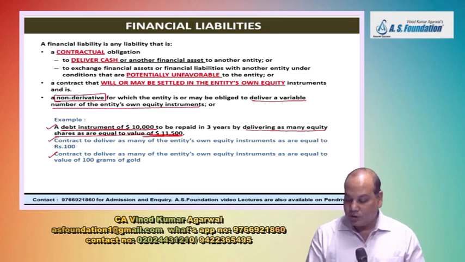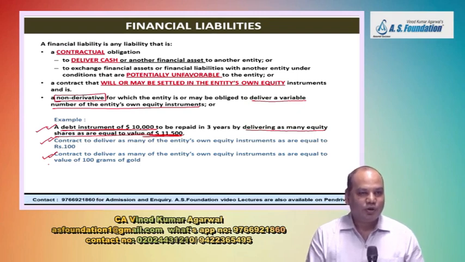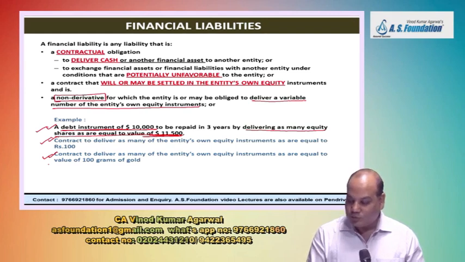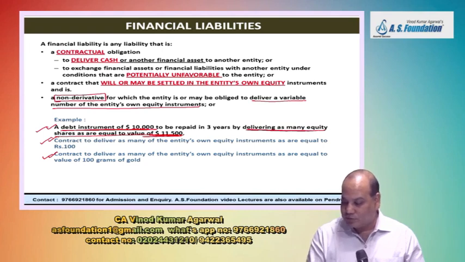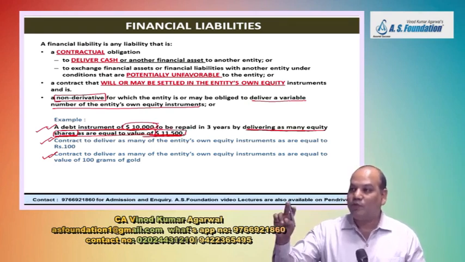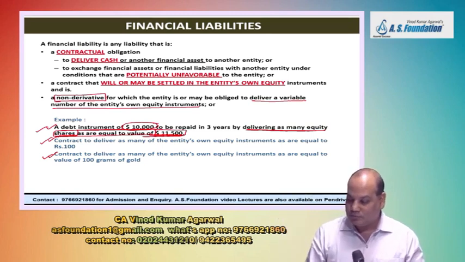$11,500. Now they can ask you a question in the exam. Given below are the 3 contracts. Identify the financial liability. Which of the 3 following contracts are financial liabilities? So you have to now see, you are going to deliver equity shares. To settle this liability or this amount, you are going to deliver equity shares equal to a value of $11,500.